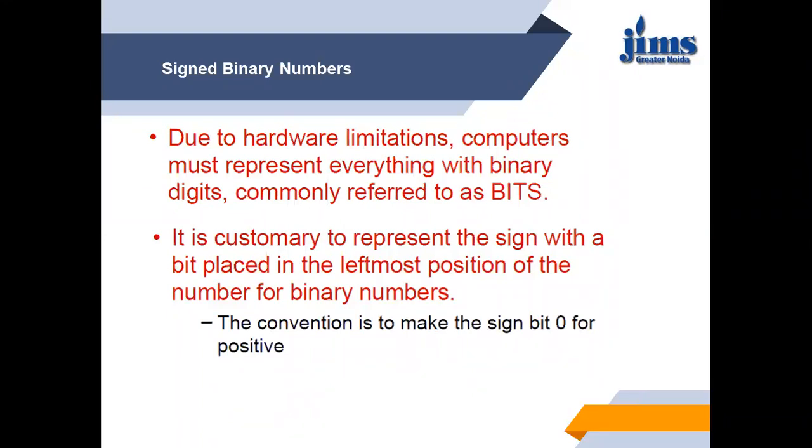The convention is to make the sign bit 0 for a positive number. If the leftmost bit of a number representation is 0, then we say that this number is a positive number. On the other hand, if the leftmost bit is 1, then we say that it is a negative number. So the representation is clear.